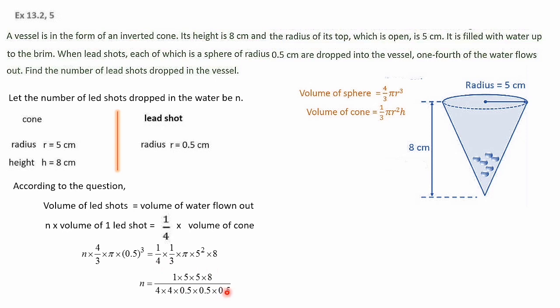Here decimal numbers are there, so just remove the decimals by multiplying by 1000 on the numerator. That is 1000. Why are we multiplying? Here after the decimal there is 1 digit, here 1 digit, here 1 digit, so a total of 3 digits after the decimal.